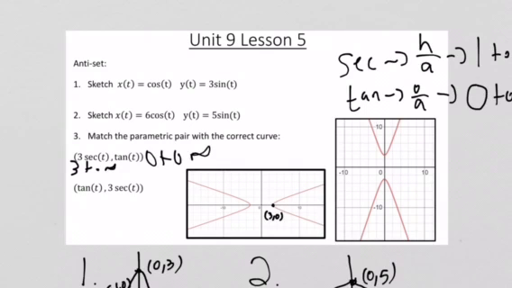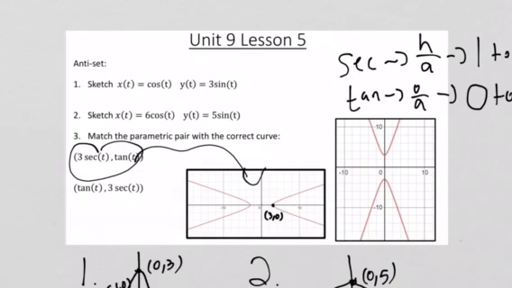So what's happening here is our x value starts as being 3, our y value starts as being 0, and then they both go off to infinity. X goes to infinity, y goes to infinity. So we can say then that this one goes here, and this one goes here.